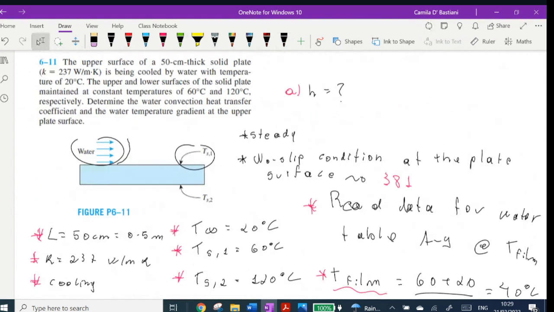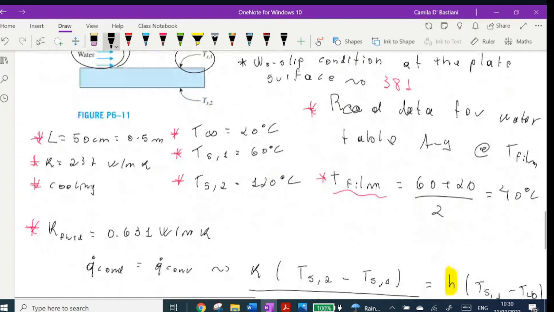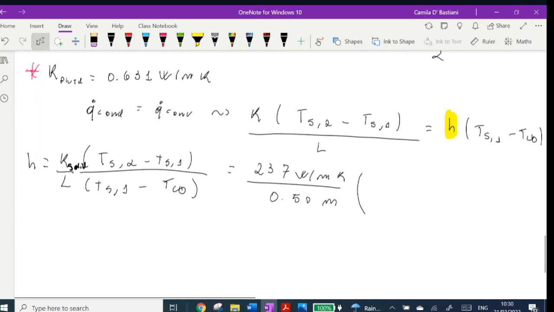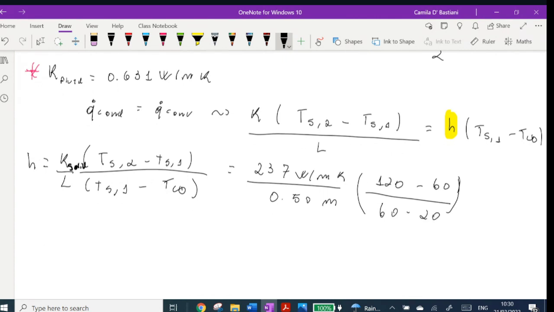One thing: I want to know the water convection heat transfer coefficient between the plate and the water, okay? That's why in here I'm using the k of the solid, just to make it clear which k we are using there. My temperature of surface 2 minus the temperature here, divided by temperature 1 minus the temperature of the water.